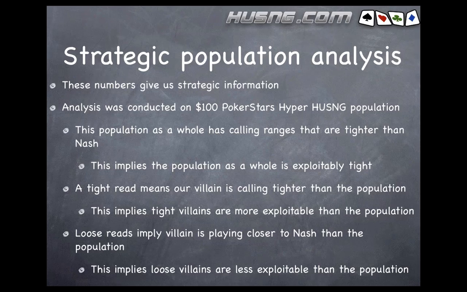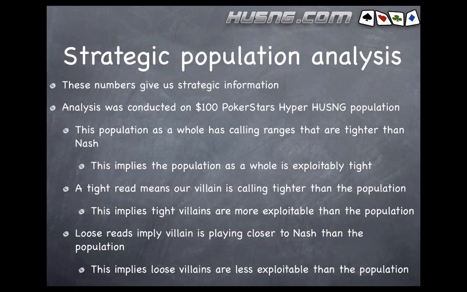We'll talk a little bit more about Nash. A tight read means that our villain is calling tighter than the population. And so what does this imply? Well, this implies that tight villains are more exploitable than the population, because the population as a whole was exploitably tight. So when we get a read that says tight, this is like the jackpot sound in your mind. It should be, because this is when we get to exploit the hell out of our villains, and this is when we can really make a lot of money, even though we're playing push fold, because they will be far from equilibrium, and so they will be very exploitable, and so our maximally exploitive shoving range will be really profitable.